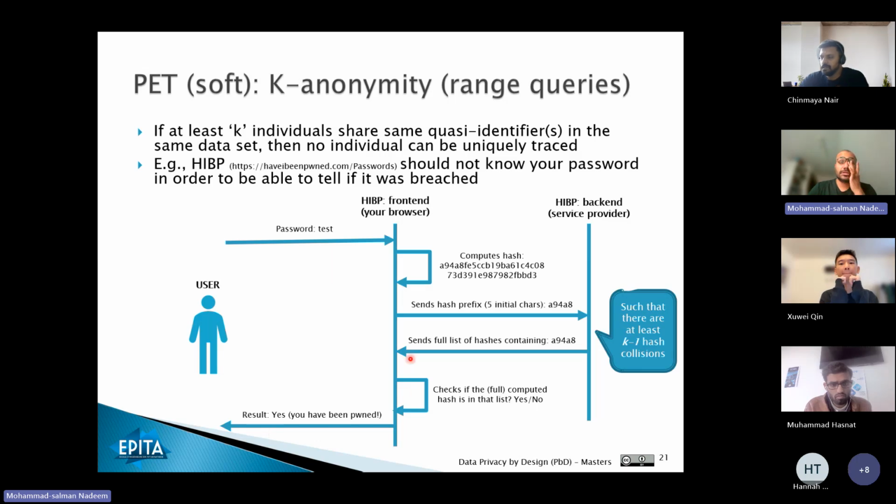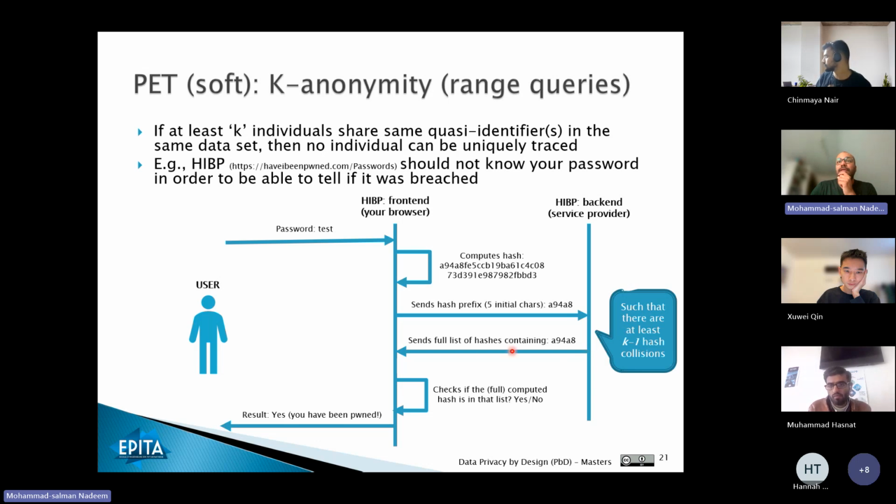Why k-anonymous? Because the backend only obtained 5 letters, or the quasi-identifiers, and upon checking their database, they found around 1300 hashes that had those 5 letters. And this is where the k-anonymity definition was met, as in there were at least more than one, or k minus one, if you like, quasi-identifiers. Collisions are essentially where we have the same hash appearing multiple times. So there is at least more than one case where the same quasi-identifier based hash was present.